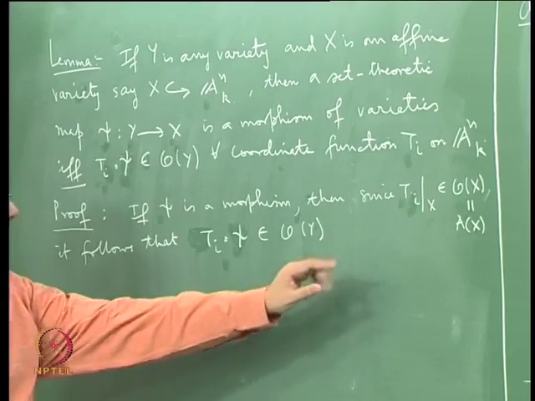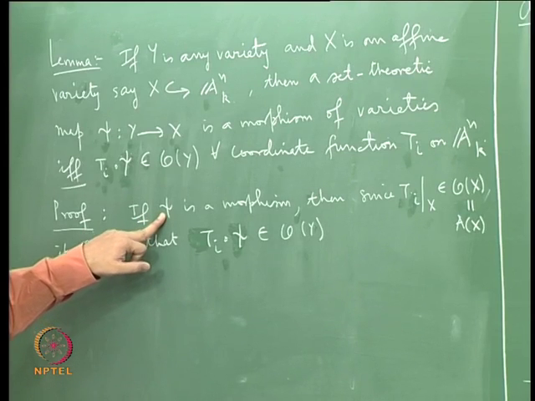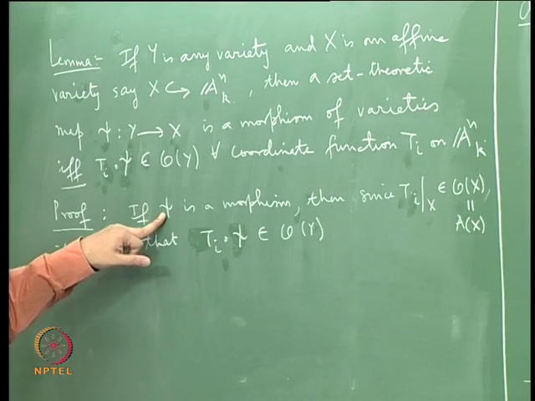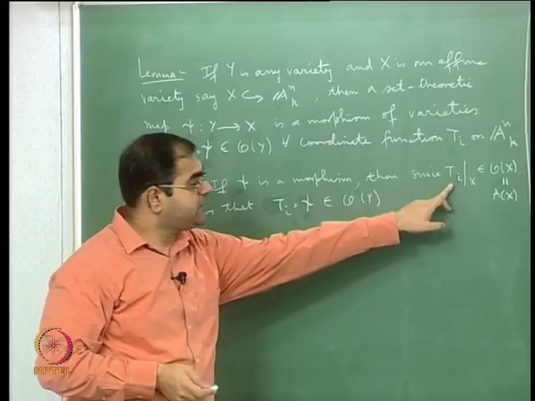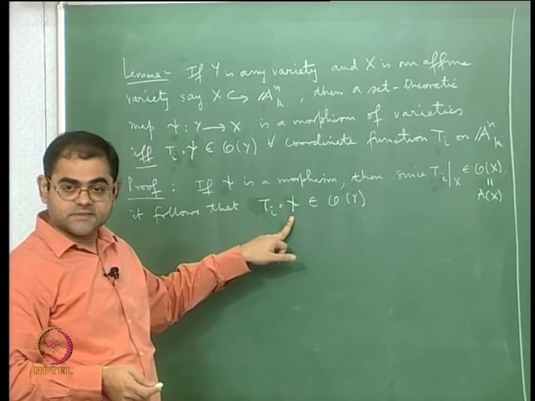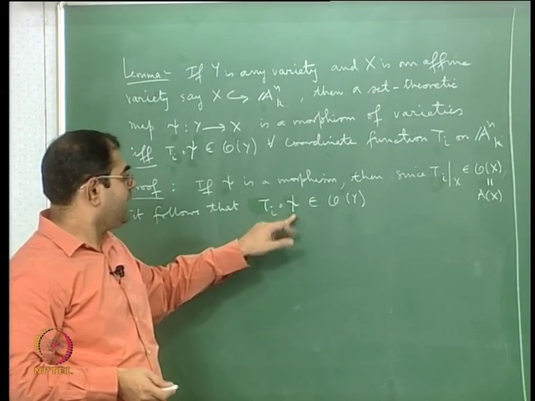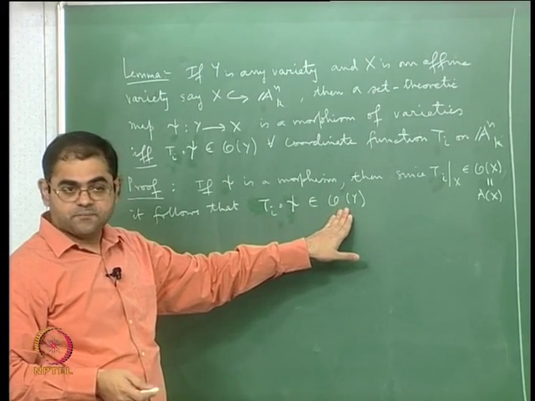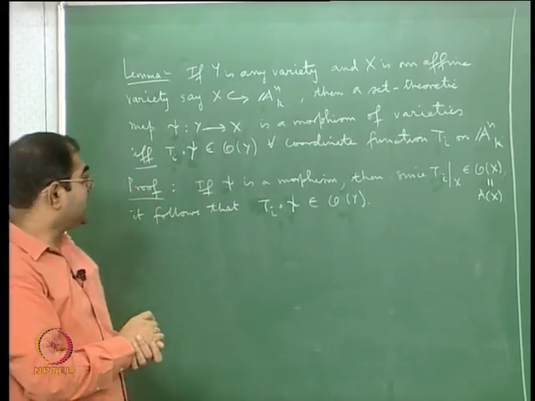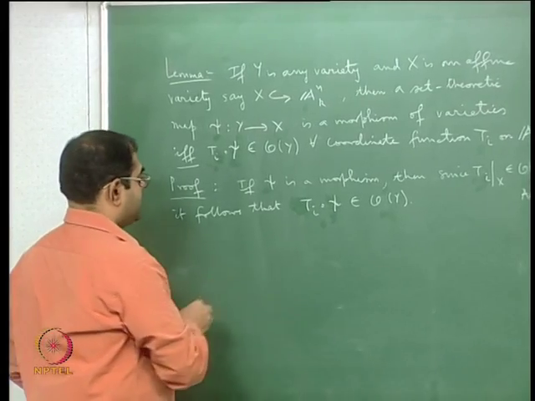And psi is already given to be a morphism, so it will pull back regular functions to regular functions, and what is the pullback of Ti restricted to X under psi? It is just Ti circle psi, just the composition, and that is supposed to be a regular function on Y because of the definition of a morphism, okay. So one way is very easy, it is the other way that we need to understand.